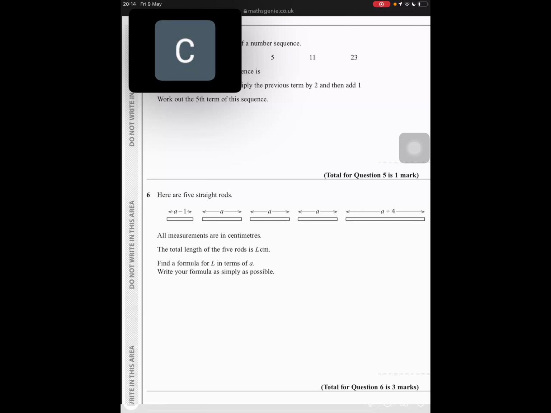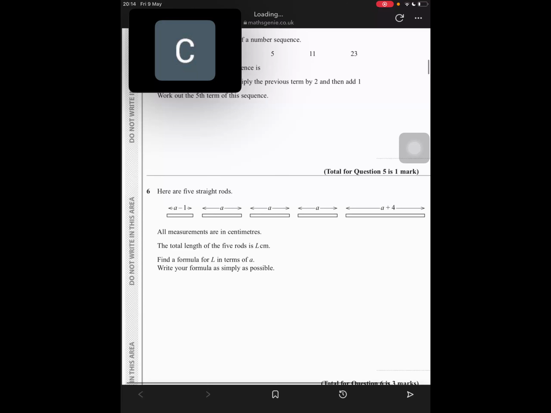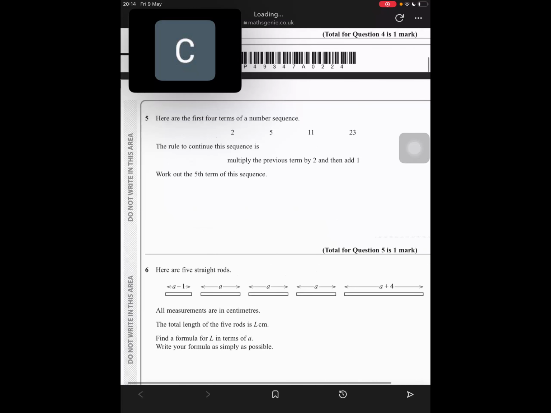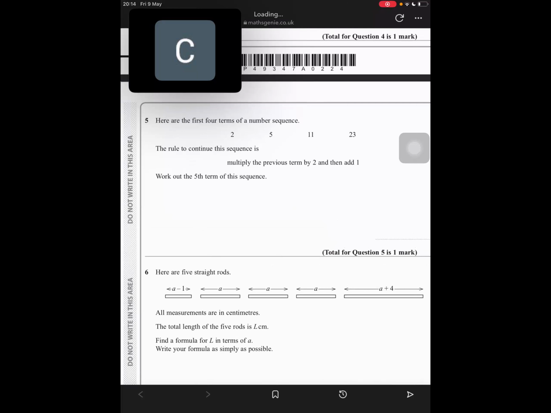Simple. That's the formula. This question is probably one of the simplest questions. If you want to show your working, it's just a matter of collecting like terms. That's all. No big deal at all. Did you get it? Yes.